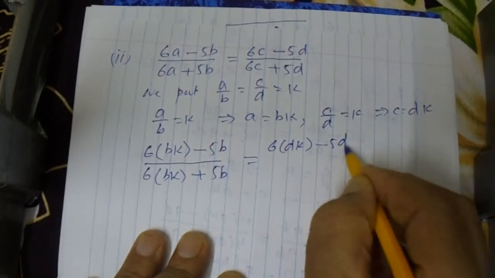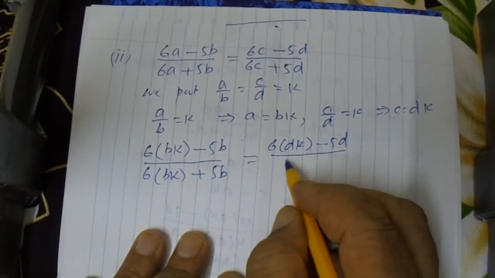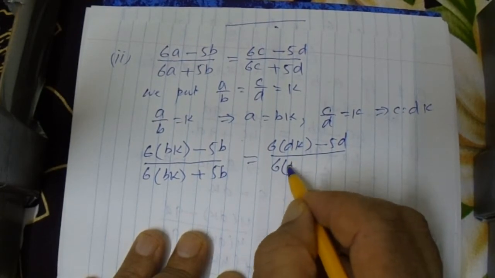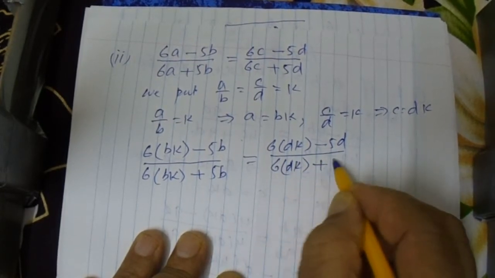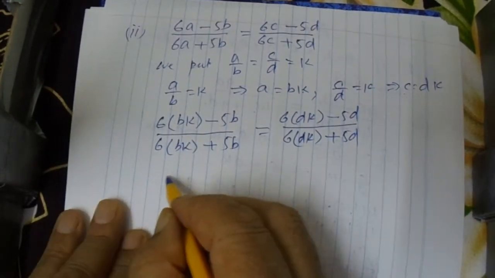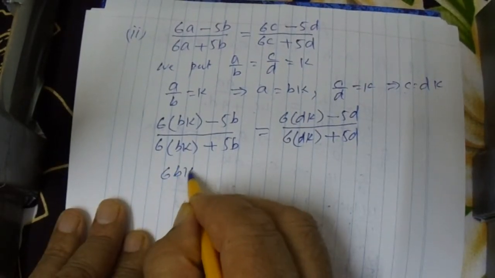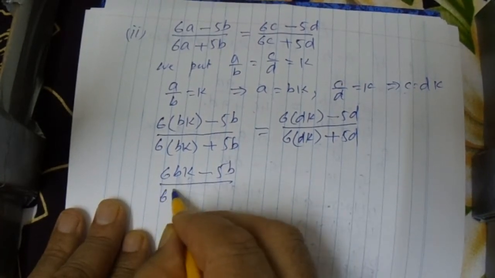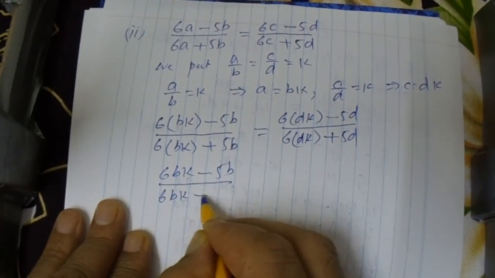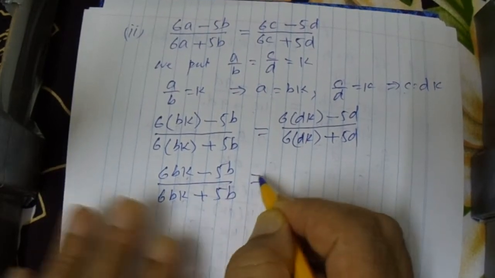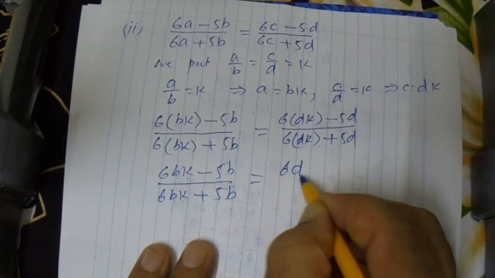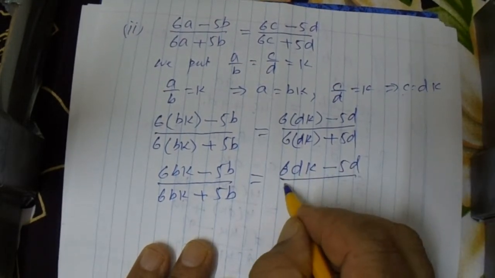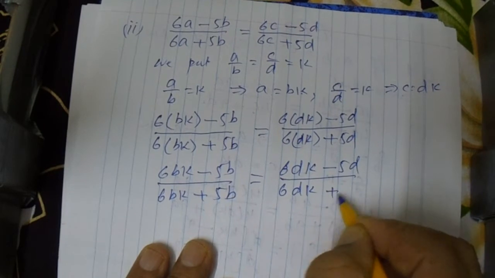minus 5D over 6, also C, we will put here DK, and plus 5D. Again 6BK minus 5B over 6BK plus 5B is equal to 6DK minus 5D over 6DK plus 5D.